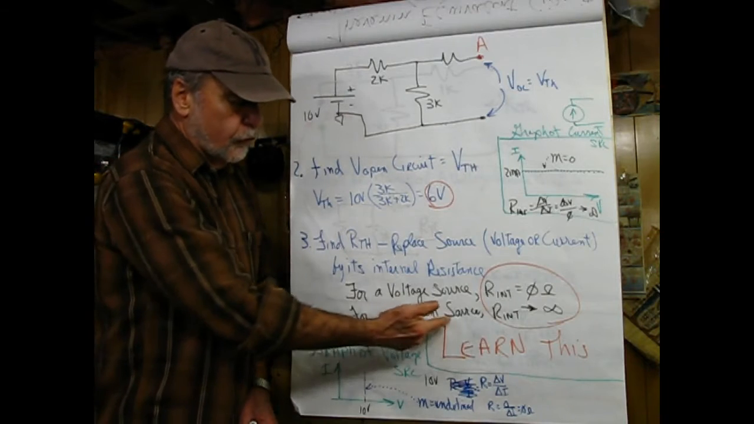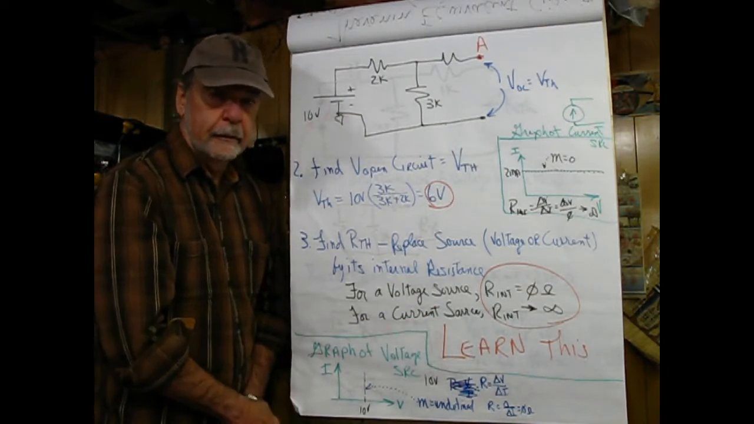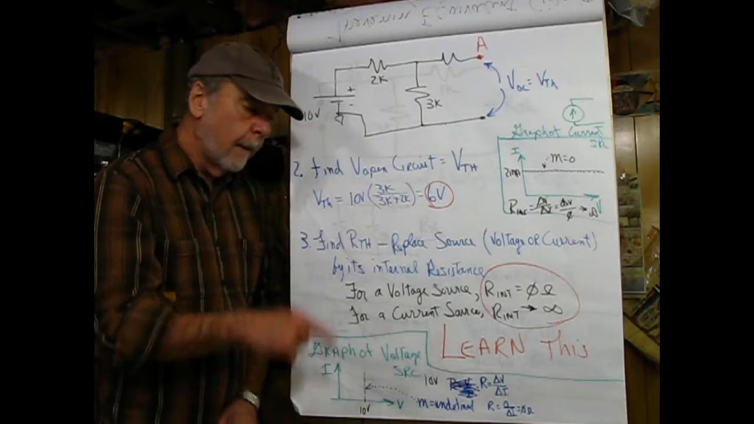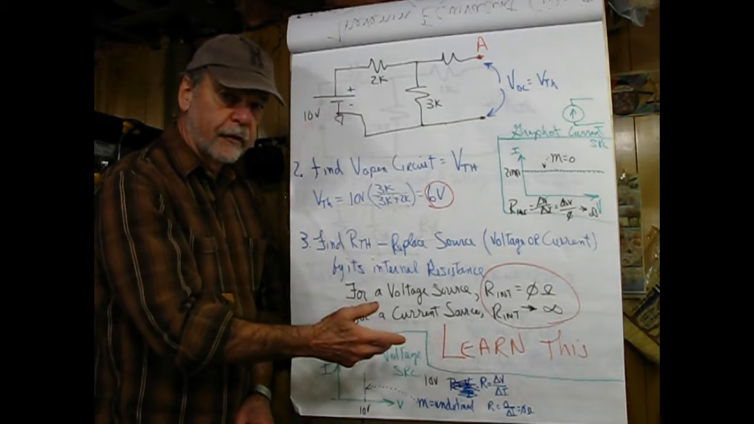The internal resistance of a current source approaches infinity. I'm going to say infinity. It looks like an open circuit. Memorize that. Voltage source 0, current source infinite.